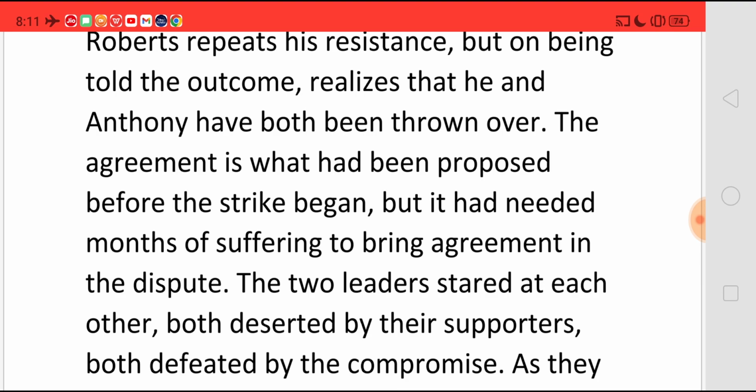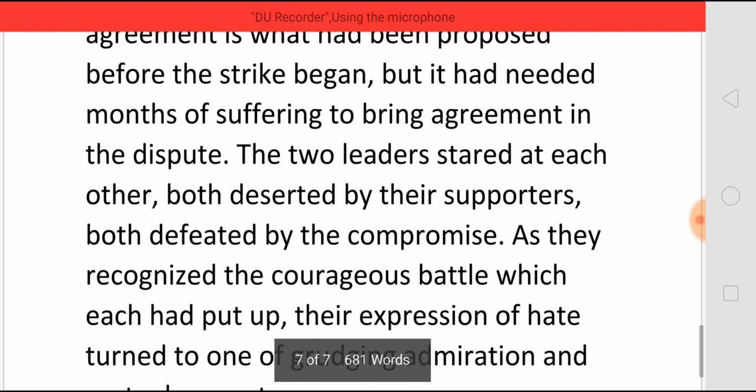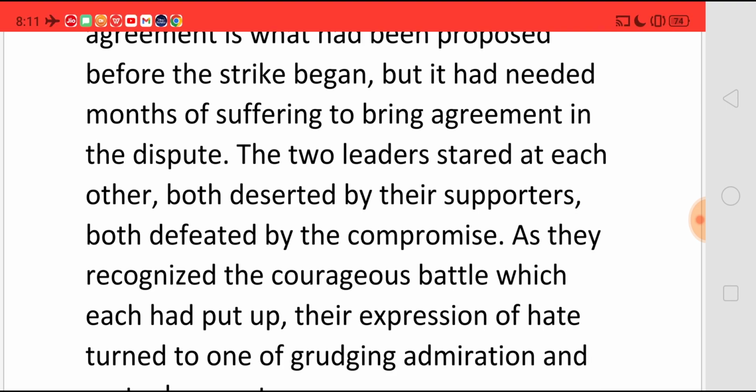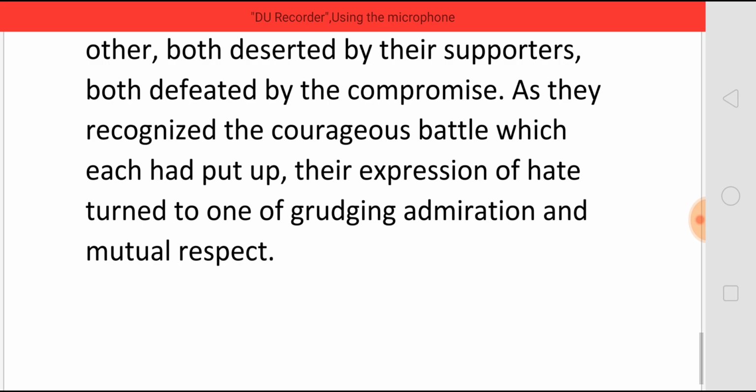Now the two leaders stare at each other. Both are deserted by their supporters, and both are defeated by the compromise made between the directors and the workers. And they recognize the courageous battle which each had put up. The expression of hate turns to one of grudging admiration and mutual respect, and the play ends here. It's one of the most successful plays of John Galsworthy.